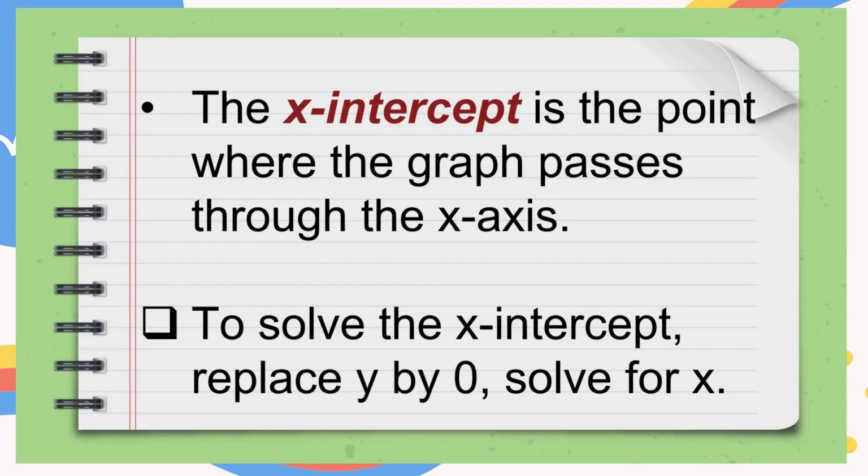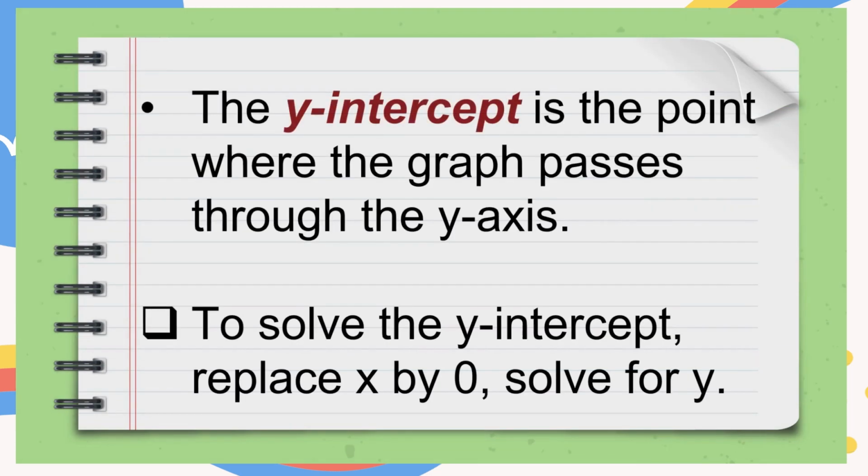Next is the x-intercept. It is the point where the graph passes through the x-axis. To solve the x-intercept, replace y by 0, then solve for x. And then we have also the y-intercept. It is the point where the graph passes through the y-axis. To solve the y-intercept, replace x by 0 and solve for y.